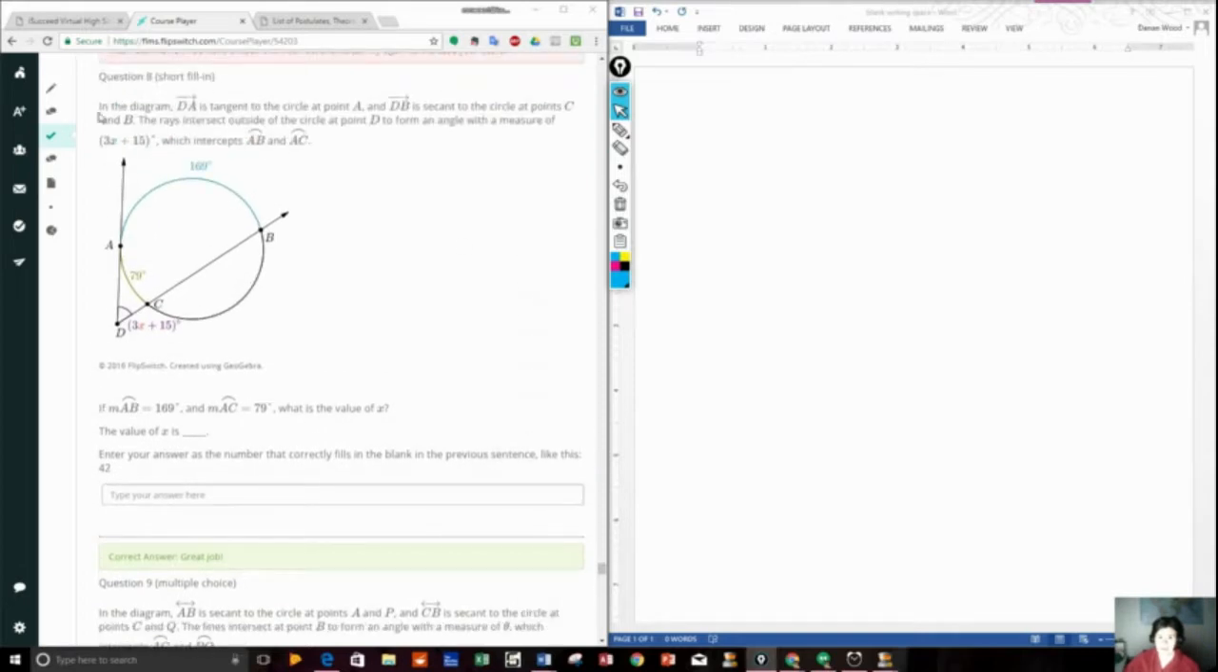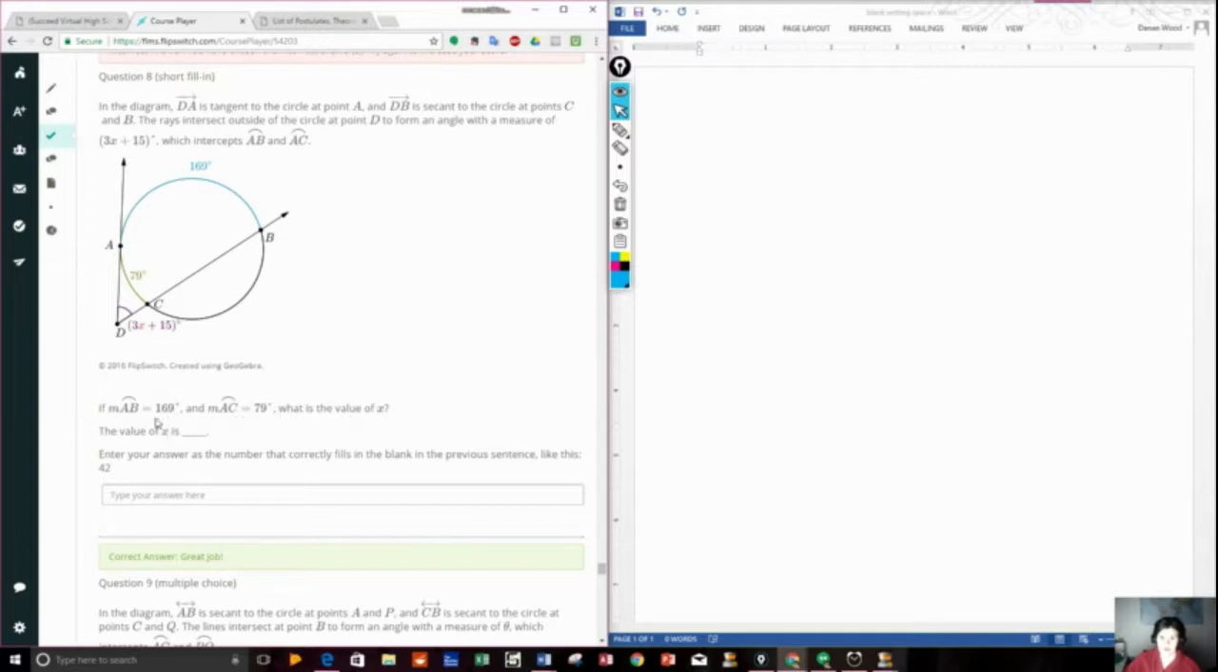Okay, question 8. In the diagram, line DA is tangent to the circle at point A, and line DB is secant to, that's a directed line statement, by the way, is secant to the circle at points C and B. The rays intersect outside of the circle at point D to form an angle with a measure of 3x plus 15, which intercepts arc AB and AC. If the measure of arc AB is equal to 169 and the measure of arc AC equals 79, what is the value of x?